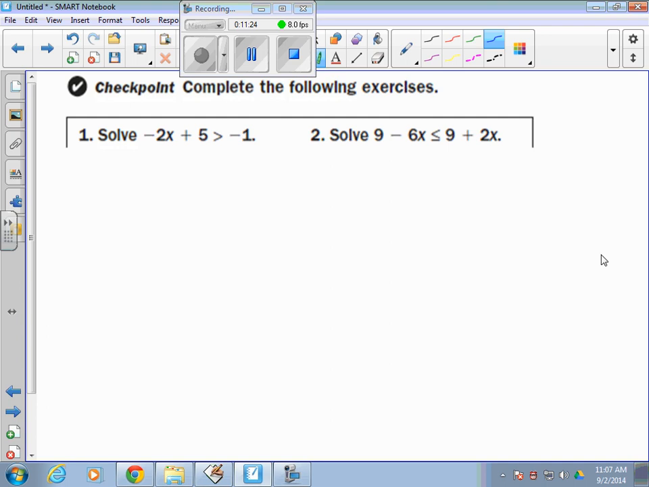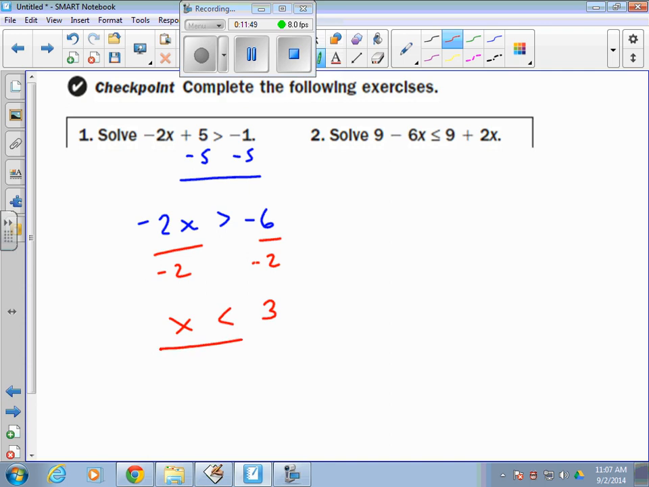Okay, the 2 checkpoint problems. They solve negative 2x plus 5 is greater than negative 1. Undo your addition first by subtracting 5 on both sides. That leaves you with negative 2x is greater than negative 1 minus 5, which is negative 6. Undo multiplication by dividing by negative 2 on both sides. Negative divided by negative is a positive. Anytime you divide by a negative number, you reverse the symbol. Greater than becomes less than. X is less than 3.